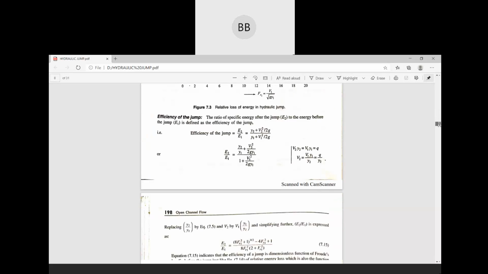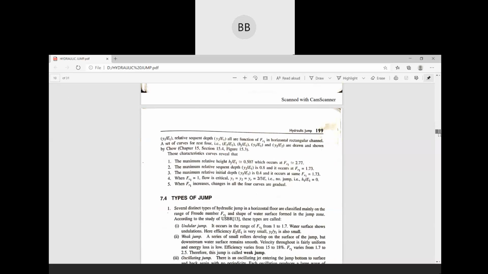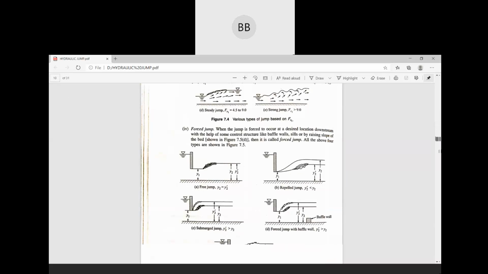Then we have efficiency of the jump. Efficiency is nothing but E2 divided by E1. That is your efficiency of the jump, E2 divided by E1. Okay. So now we will move on to the numericals.